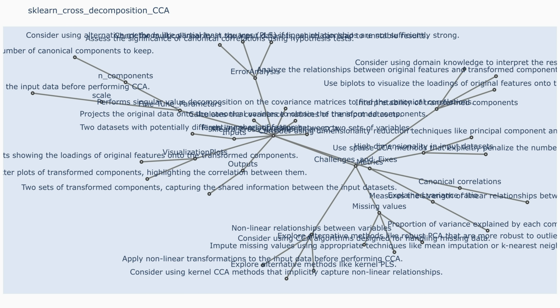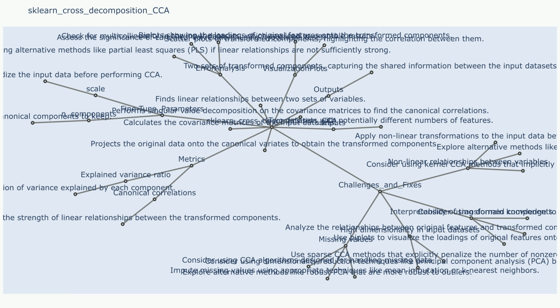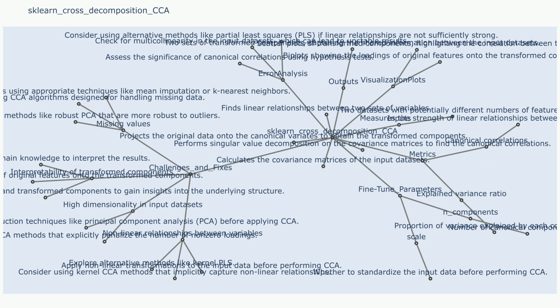sklearn cross-decomposition CCA. Input 1, explain in detail: two sets of multidimensional data, where each set represents different views or perspectives of the same underlying phenomenon. For instance, one set might be gene expression data, and the other might be clinical data. Input 2, explain in detail: the data is expected to be in the form of NumPy arrays or pandas DataFrames, where each row corresponds to a sample and each column corresponds to a feature.